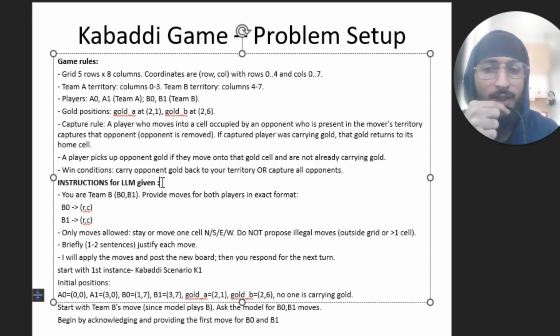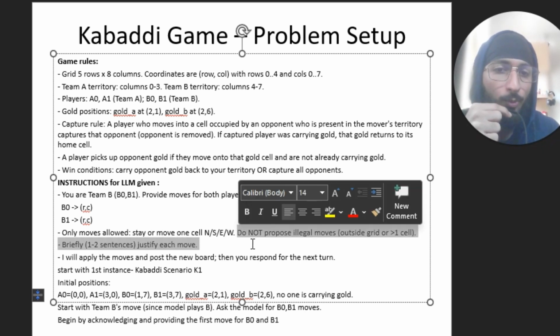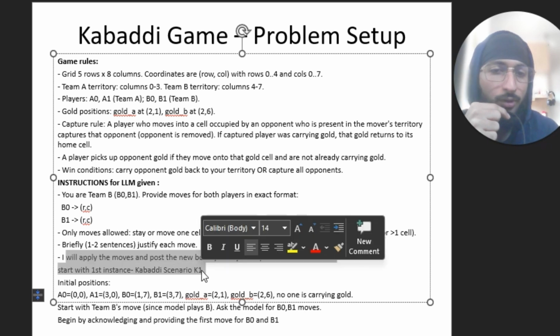And the instructions that I gave to the LLM were: you are team B, that is, you have players B0 and B1, and provide moves for both players in exact format, that is, in row column format for each updated move. And we have only 4 directional movement. That is, we can either move north, south, east, or west, or we can stay, depending on the problem. Do not propose illegal moves outside the grid or greater than one cell. And briefly justify each move. I will apply the moves and post the new board. Then you respond for the next turn.